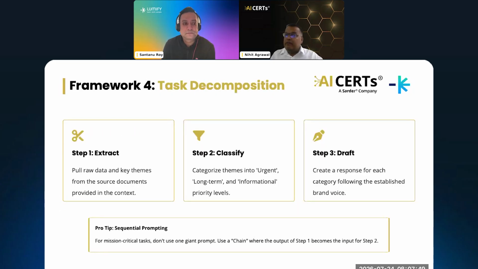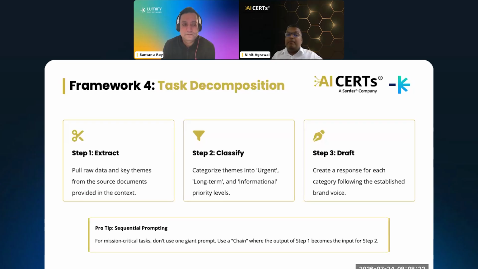Now, our next framework, which is task decomposition. And this framework is based on a very simple but powerful principle. That is, don't try to do everything in a single step. Break the complex task into smaller and manageable parts. Just as large projects are easier to complete when divided into phases, AI performs better when we guide it through a sequence than asking it to solve everything at once.